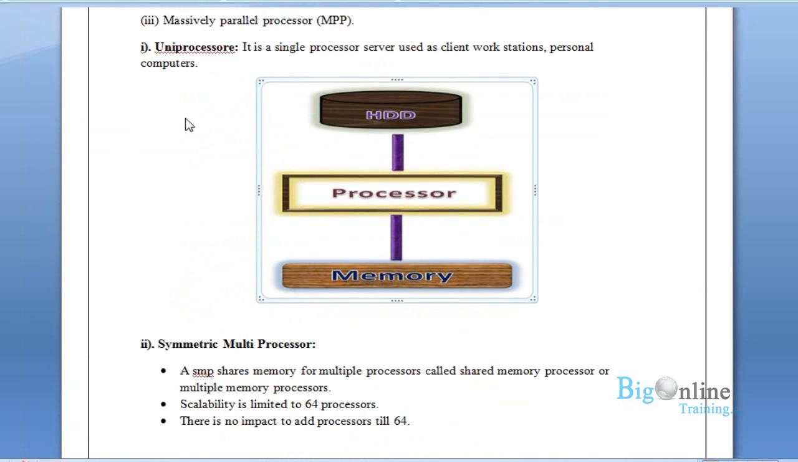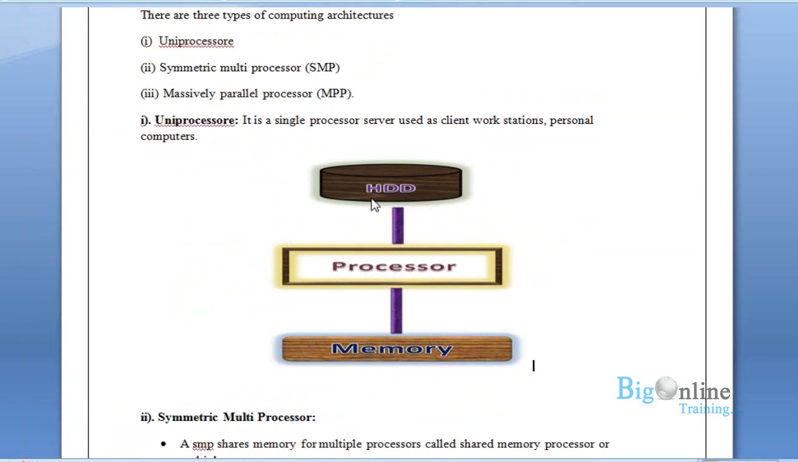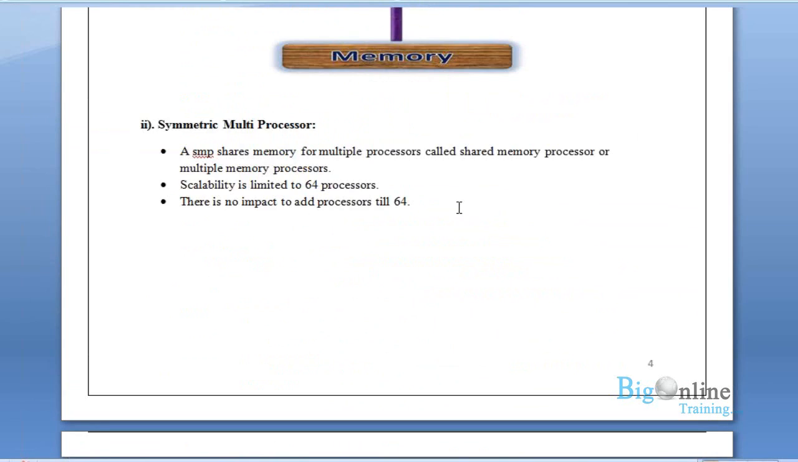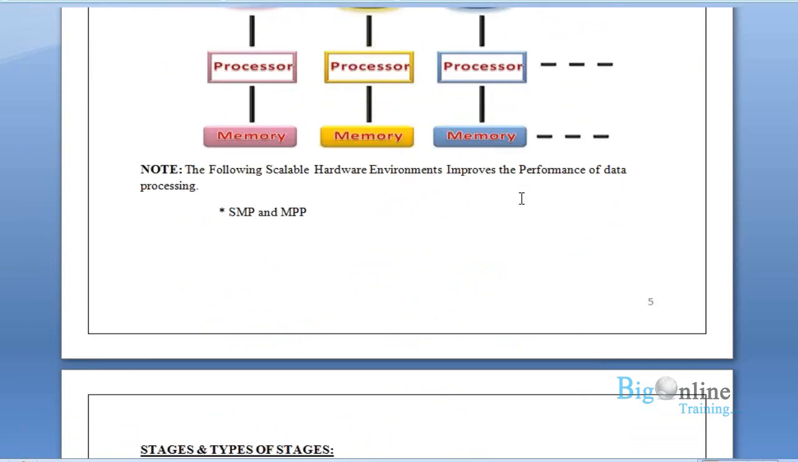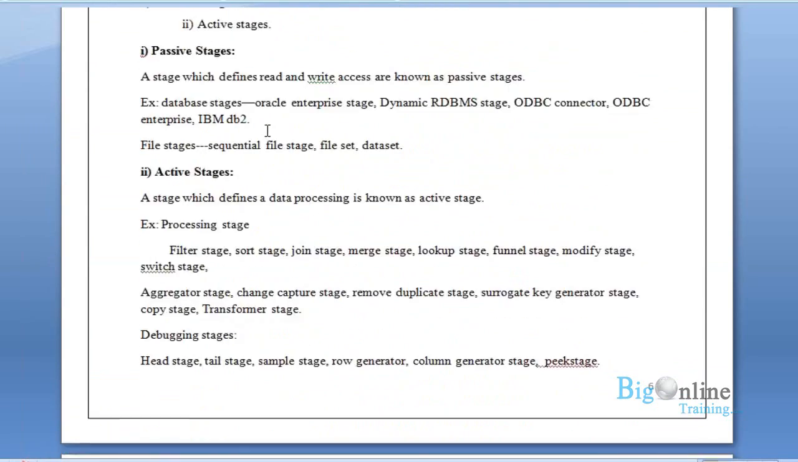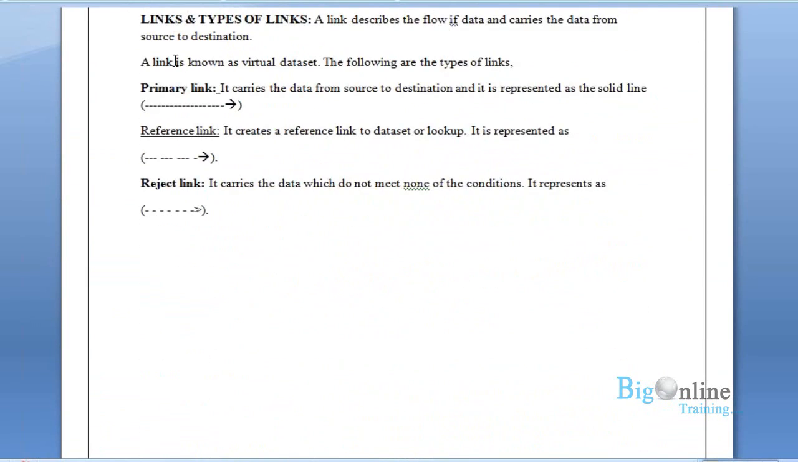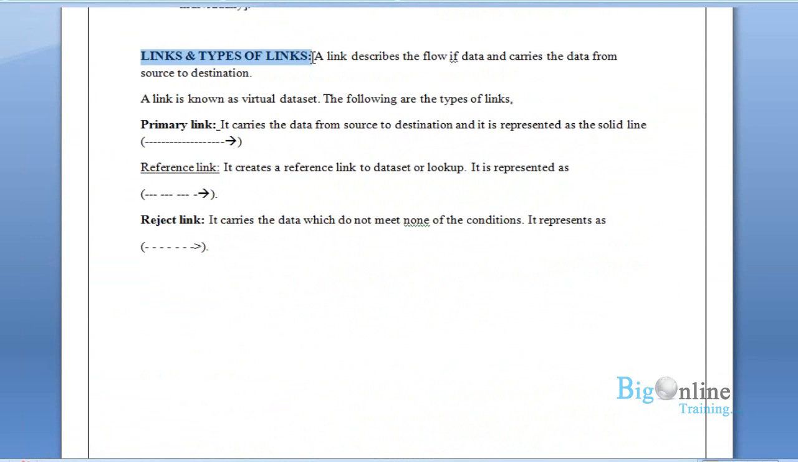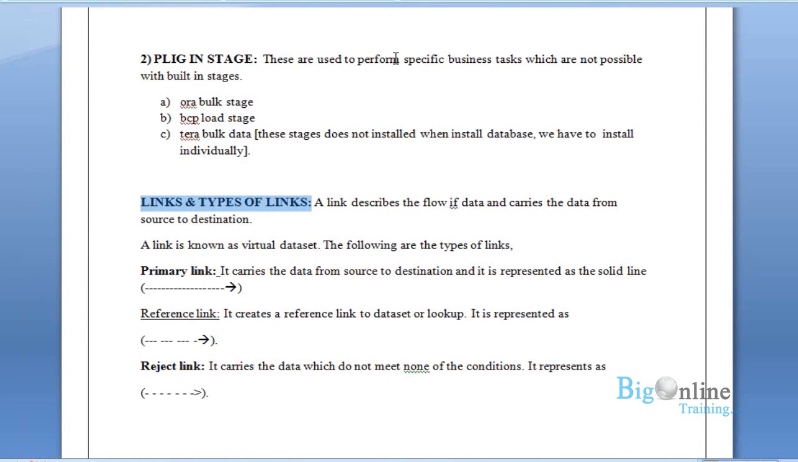Address scalability is not required, but have a look. It is architectural domain knowledge: what architecture they follow during installation, with some scenarios here. Stages and types of stages: I am using the word stages. What are the stages and what are the types of stages we have? This document covers that, and links and types of links. These two topics we will discuss tomorrow, and then we discuss the practical session. So today I will start from the practical session with DataStage.